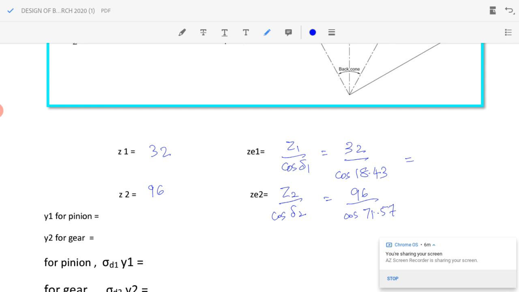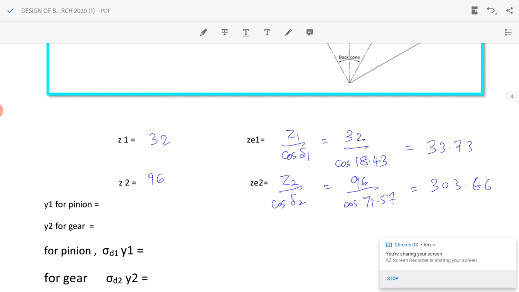I'll get fractional values, decimal points. ZE1 equal to 33.73. Don't worry about these decimal points because we are doing it only for this calculation. ZE2 equal to 303.466. And ZE1 and ZE2 are discussed in the previous lecture classes. You please refer to the notes.